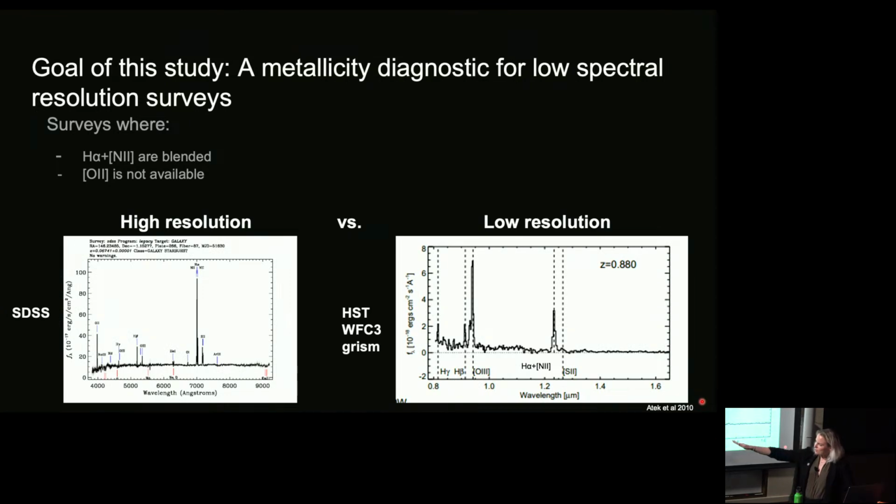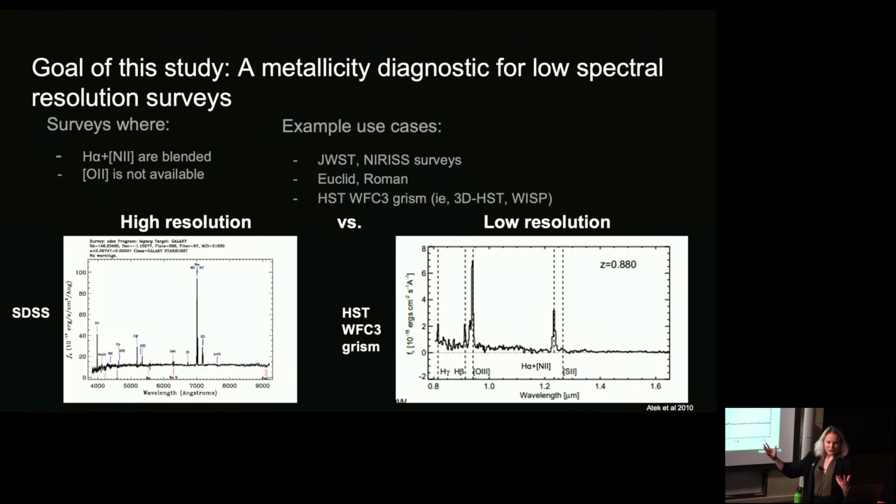So we'll look more deeply at what we mean here. So on the left, again, we have the high resolution spectrum from the Sloan Digital Sky Survey. And we see H alpha and N2 are very close to each other, but still resolvable. And O2 is available as well. But with a low spectral resolution spectrum, for example, from the Hubble Space Telescope WFC3 GRISM, we see that H alpha and N2 are now blended in this one line, and O2 is not available.